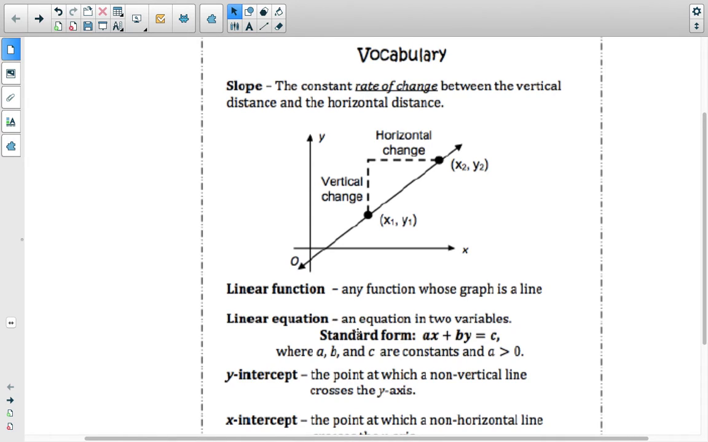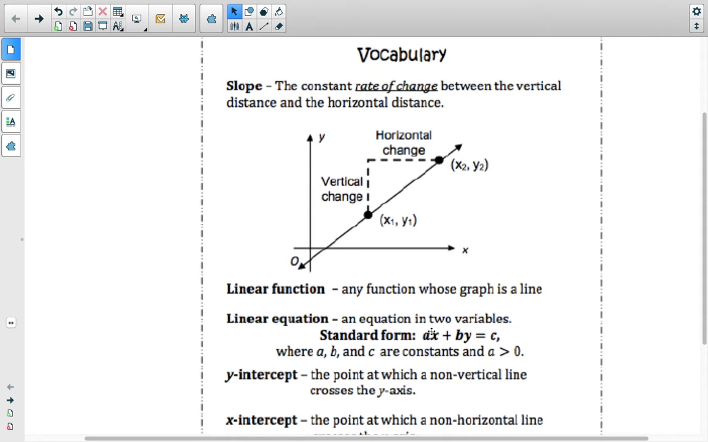The standard form of a linear equation is ax plus by equals c. This form allows you to find your x and your y intercept. A, b, and c are constants, and a must be greater than 0. For your linear equation to be in standard form, your a value attached to your x, so the coefficient of a, must be a positive value.